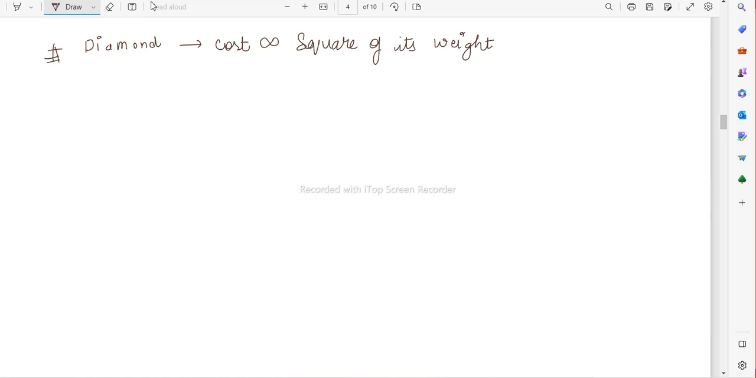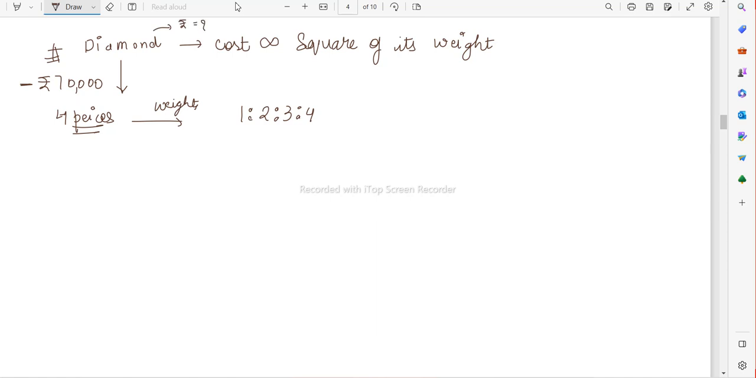Now there is a diamond. It has been broken into four pieces, and their weights are in the ratio 1 ratio 2 ratio 3 ratio 4. Now, because it has been broken, there has been a loss in the total value of the diamond of 70,000 rupees. Then you have to find the original price of the diamond. Original price is equal to what?